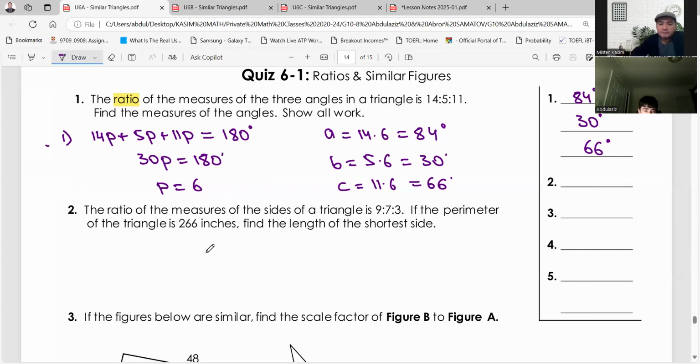The ratio of the measures of the sides of a triangle is 9 to 7 to 3. If the perimeter of the triangle is 266. So number one, the perimeter, right? So sides are, let's say, 9x plus 7x plus 3x. So that's equal to 266.